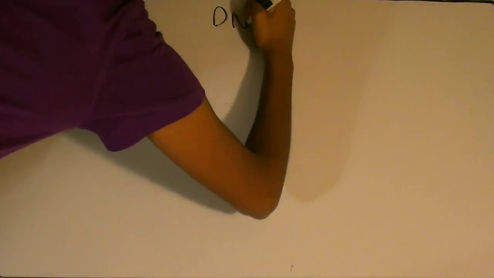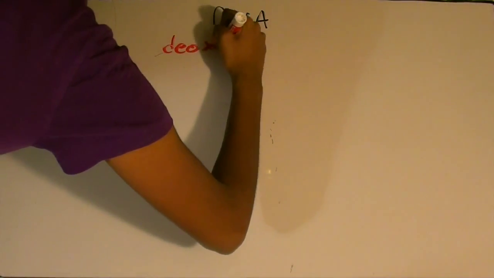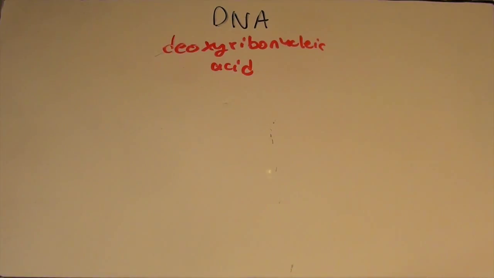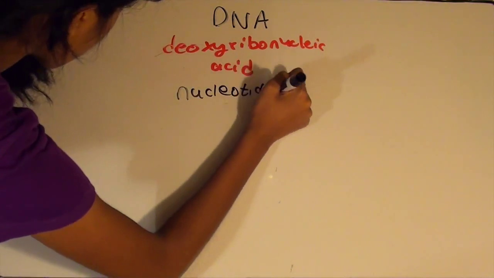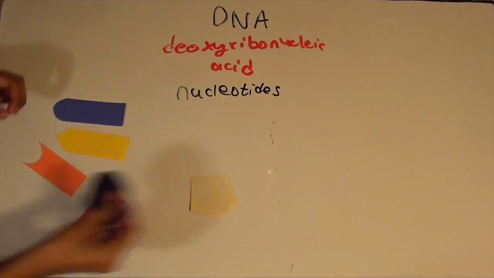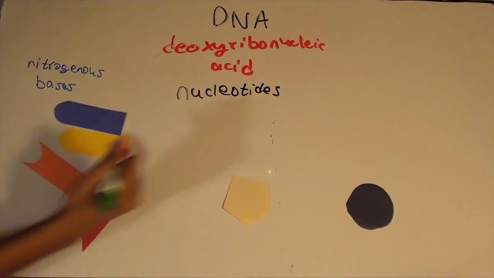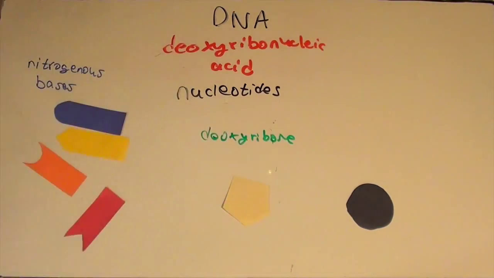First of all, what is DNA? DNA is deoxyribonucleic acid, and it holds all of the body's instructions to function properly. It is made up of nucleotides, which are nitrogenous bases, with a sugar called deoxyribose and a phosphate. Multiple sugar and phosphate molecules form a backbone for the DNA.